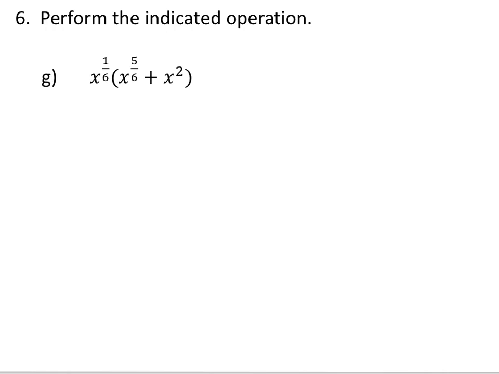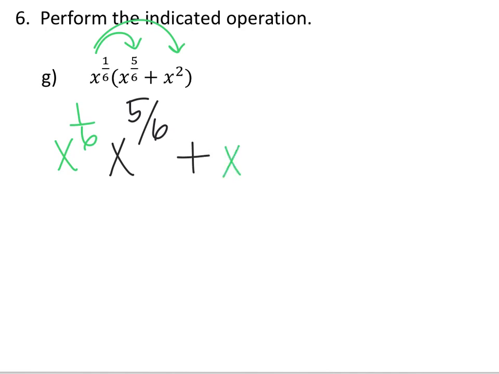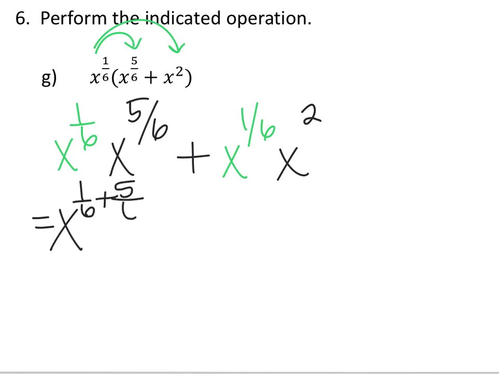So for this problem, we want to distribute x to the 1/6 to each term in parentheses. So we have x to the 1/6 times x to the 5/6 plus x to the 1/6 times x to the 2nd. And now, when you are multiplying two expressions with the same base, we're going to add the exponents. So we have x to the 1/6 plus 5/6 plus x to the 1/6 plus 2.